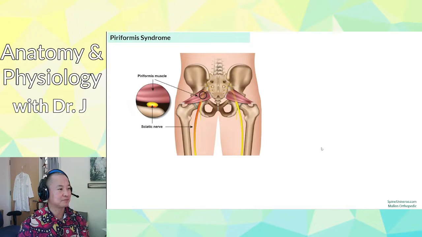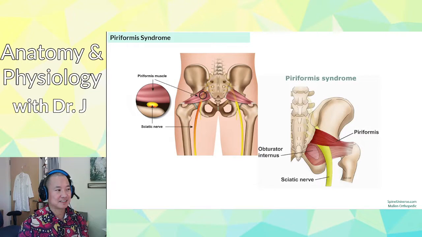Now, piriformis syndrome. Here we have the sciatic nerve and it goes through the greater sciatic notch, but it also has to thread through the piriformis. So it runs between the bones and the piriformis, and it's a pretty narrow gap. What happens if this piriformis starts to press against the sciatic nerve and you have this hard bone over here? The sciatic nerve is not going to be happy with that. So that is piriformis syndrome.